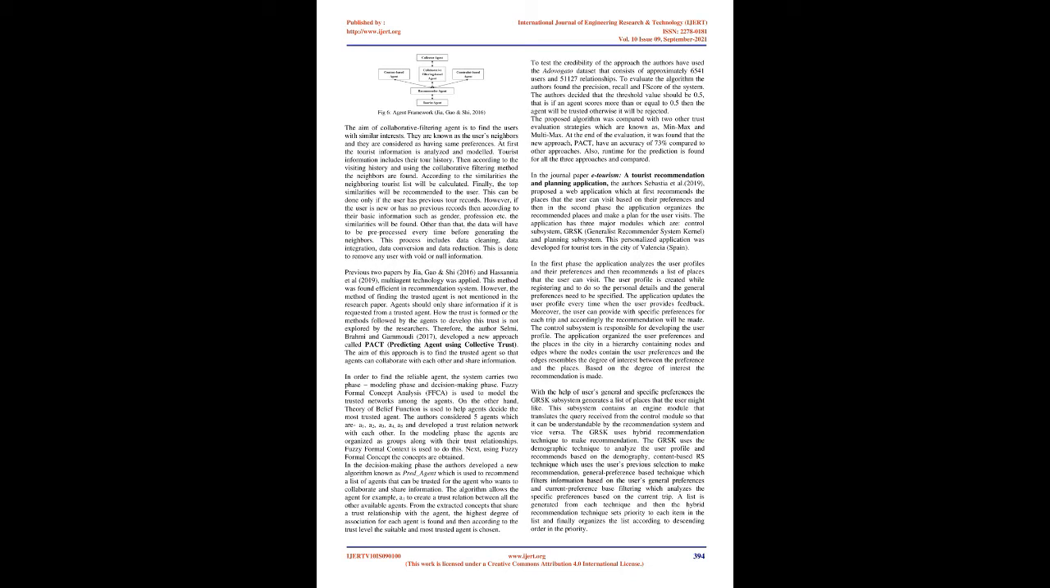This can be done only if the user has previous tour records. However, if the user is new or has no previous records, then according to their basic information such as gender, profession, etc., the similarities will be found. Other than that, the data will have to be pre-processed every time before generating the neighbors. This process includes data cleaning, data integration, data conversion and data reduction. This is done to remove any user with void or null information.